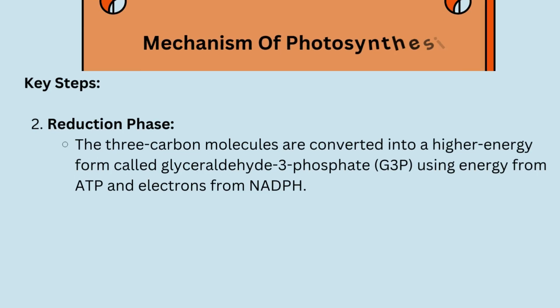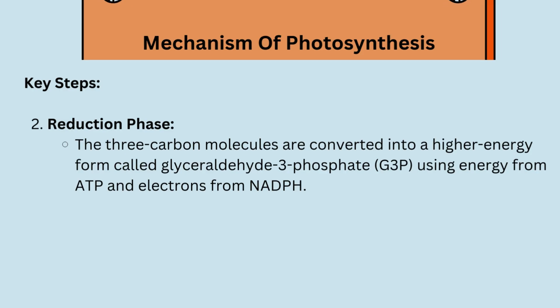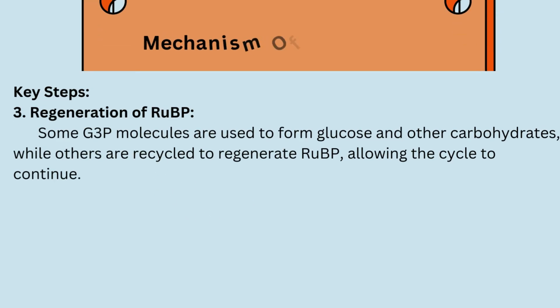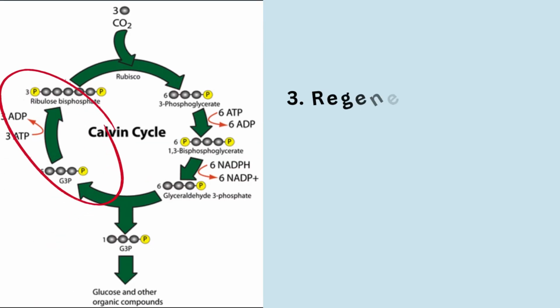The 3-carbon molecules are converted into a higher energy form called glyceraldehyde 3-phosphate using energy from ATP and electrons from NADPH. Some glyceraldehyde 3-phosphate molecules are used to form glucose and other carbohydrates, while others are recycled to regenerate ribulose bisphosphate, allowing the cycle to continue.